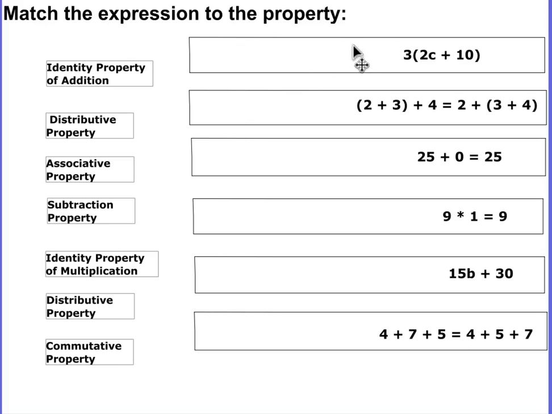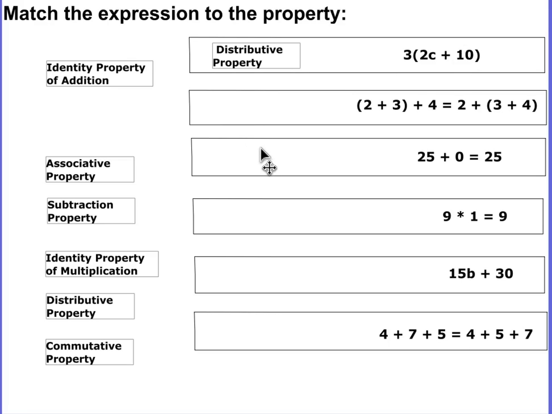Okay, so I'm looking at the first one. This says 3 times, parentheses, 2 times c plus 10. And I notice I have 2 operations, multiplication and addition. So I know that there is one property that includes both multiplication and addition, and that is the distributive property. And the distributive property says you're going to multiply 3 by 2 times c and 3 times 10.